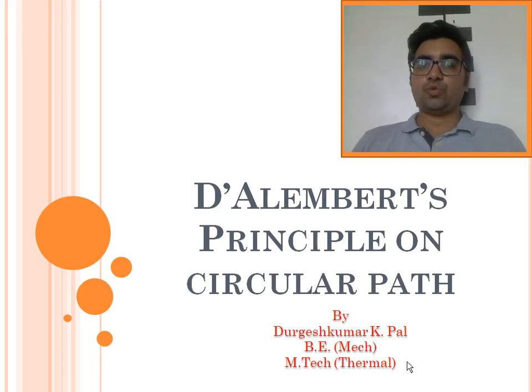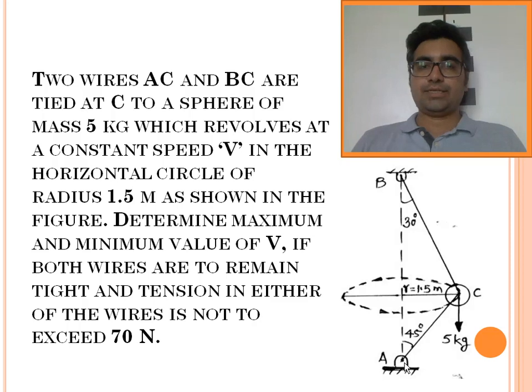Today we are going to do a numerical on D'Alembert's principle where the particle is moving along a circular path. Let's read the question. Two wires AC and BC are tied at point C to a sphere of mass 5 kg which revolves at a constant speed v in the horizontal circle of radius 1.5 meter. Determine maximum and minimum value of v if both wires are to remain tight and tension in either of the wire is not exceeding 70 Newton.